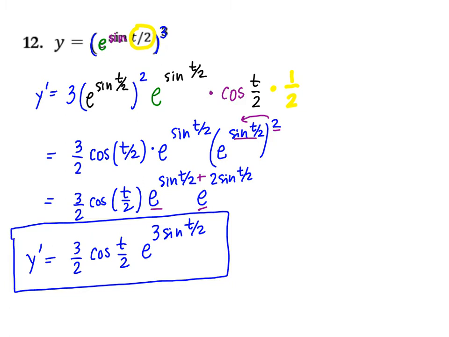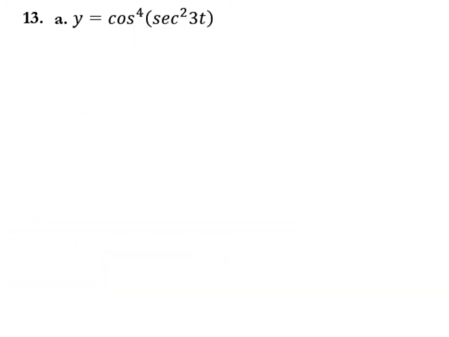So let's look at one more. This one is huge. We have cosine to the 4th and secant squared. So it will help us to write this again. Instead of cosine to the 4th, let's write it what it really is: cosine times the secant of 3t. Secant of 3t gets squared, and then the cosine gets raised to the 4th.